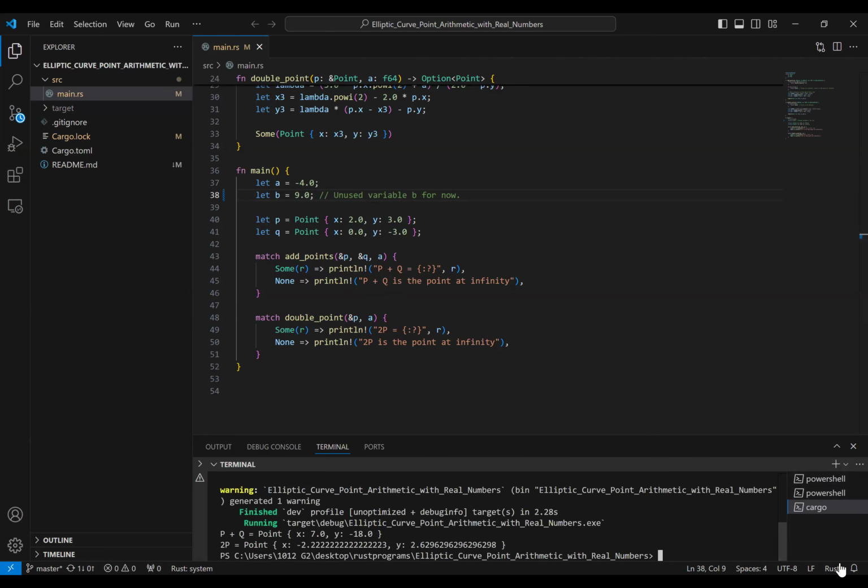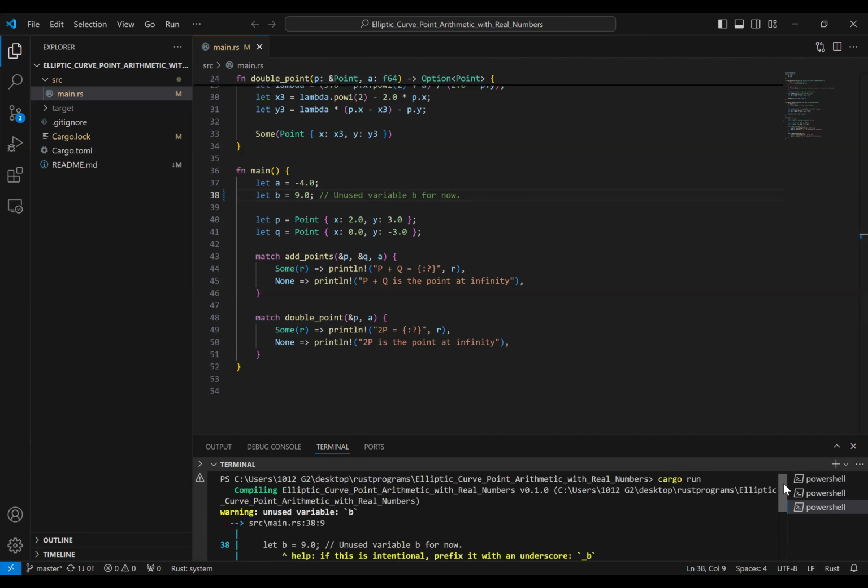Yeah, it has run, because the code is correct, but there's a warning. The warning says, unused variable B. So it means B has not been used. The procedure is, if it's not used, you either put an underscore or you remove it. I didn't want to remove it, but let me just remove it and see what happens.